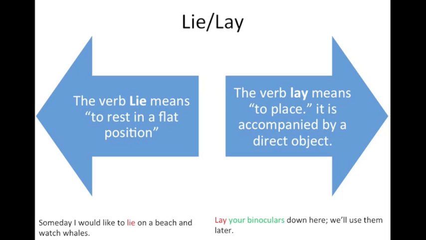The verb lay means to place. It is accompanied by a direct object always. Lay your binoculars down here. We'll use them later. Lay is the verb. Your binoculars is the direct object. This is a correct usage of the verb lay.